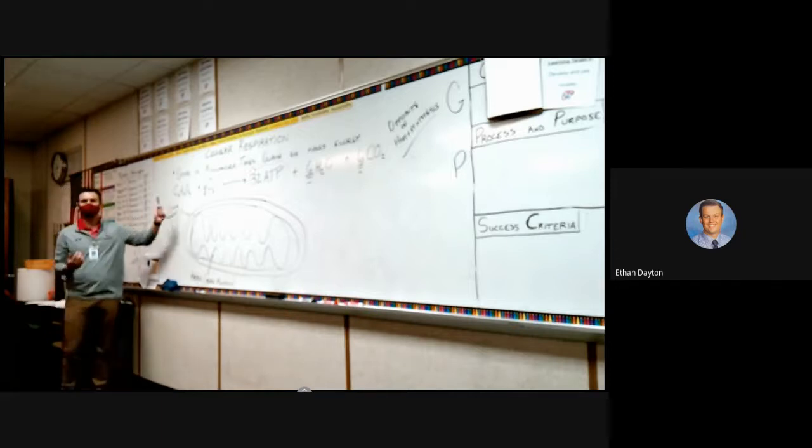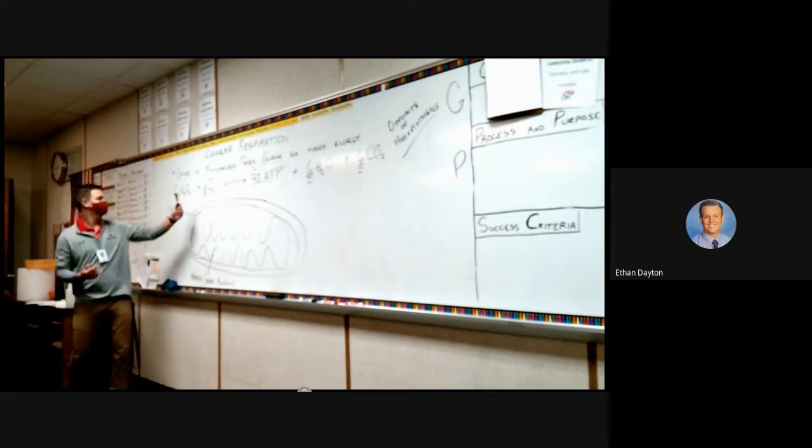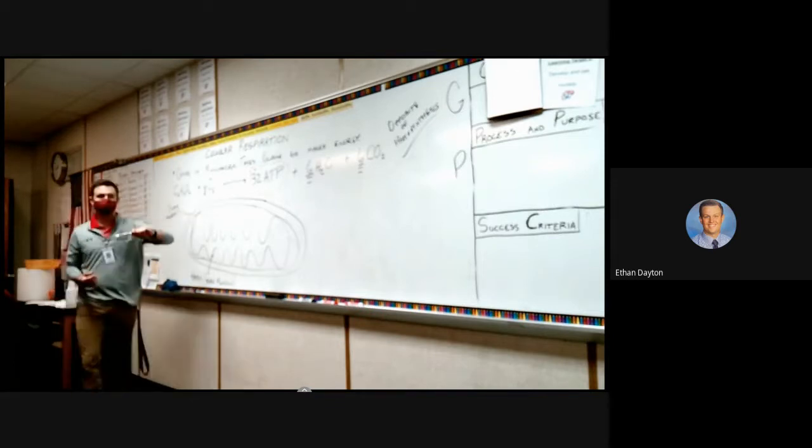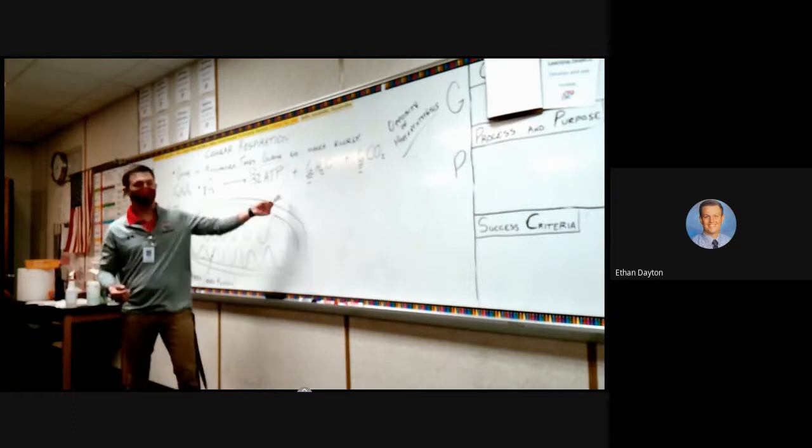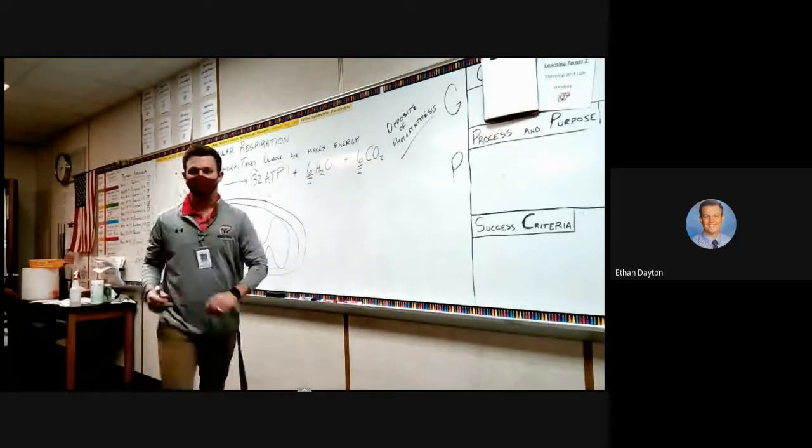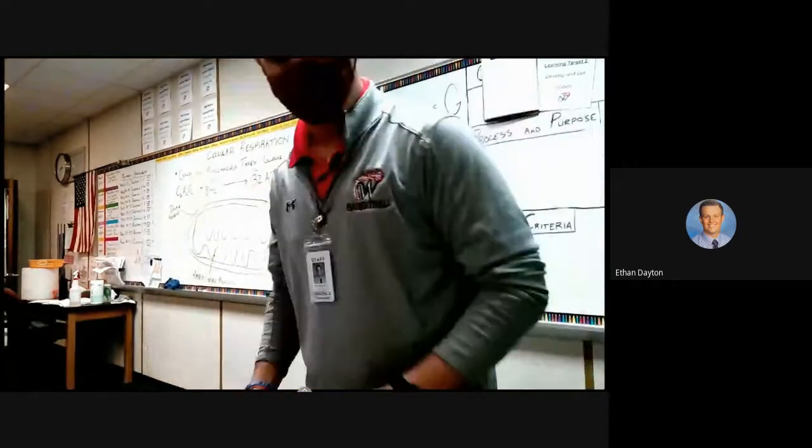What you need to know is what goes in and what comes out. What goes in is these 2 things: sugar and oxygen. What comes out? Energy, water, carbon dioxide. So write that down. You need to know 2 items that go in and 3 items that go out.